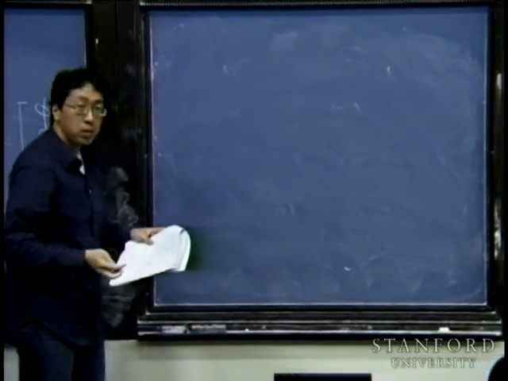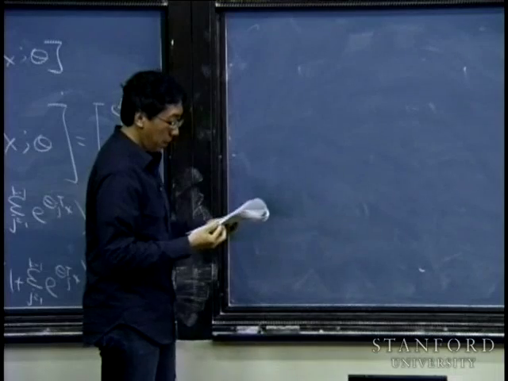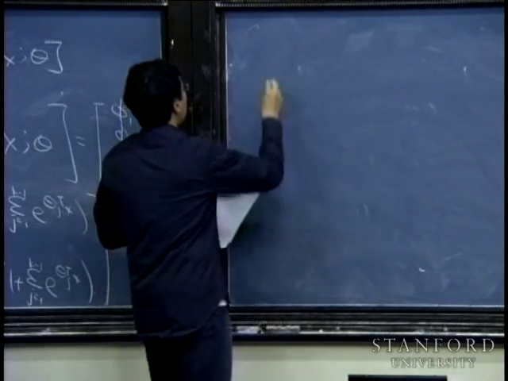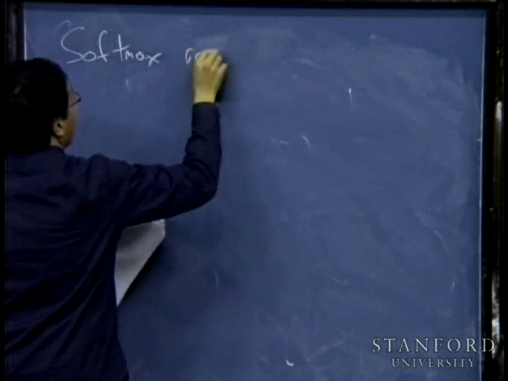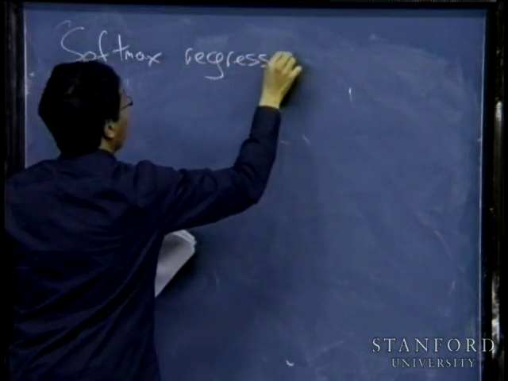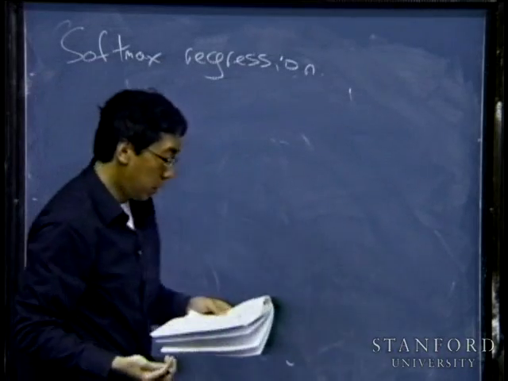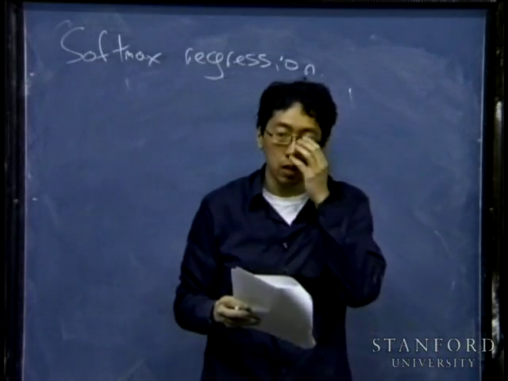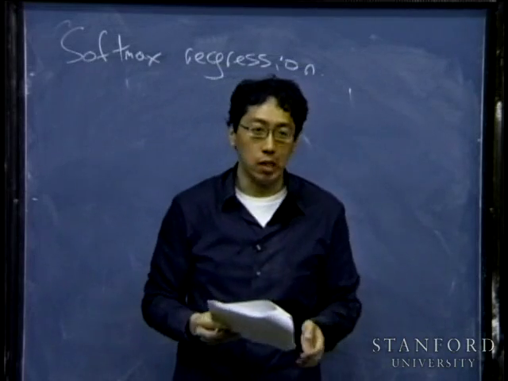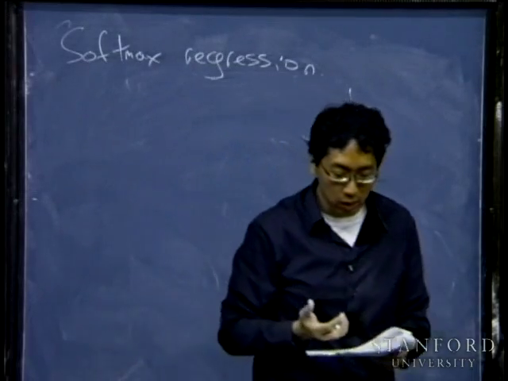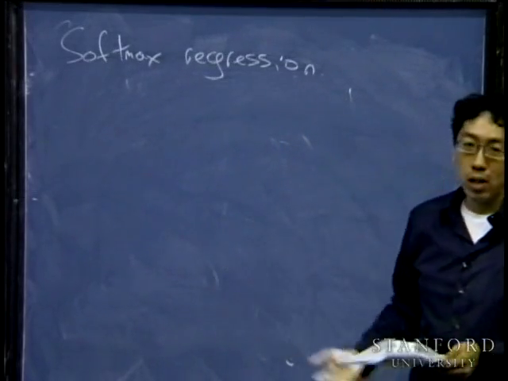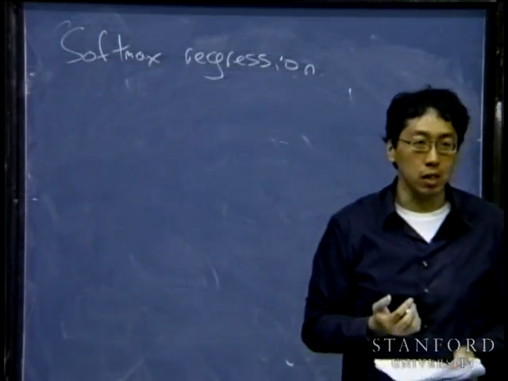And so just to give this algorithm a name, this algorithm is called softmax regression. It's widely thought of as the generalization of logistic regression, which is regression with two classes, to the case of k classes rather than two classes.